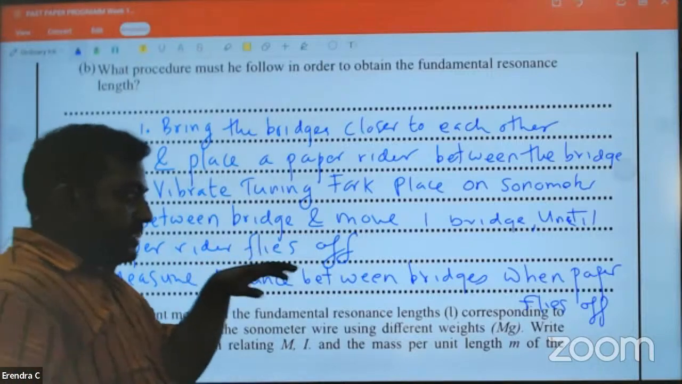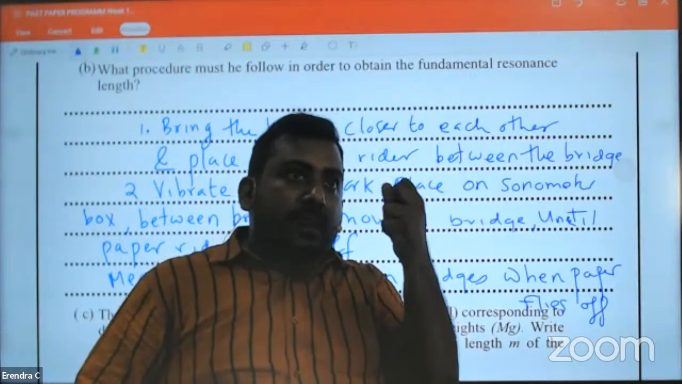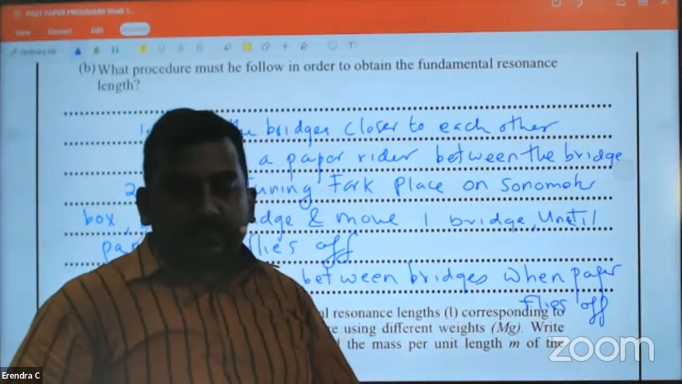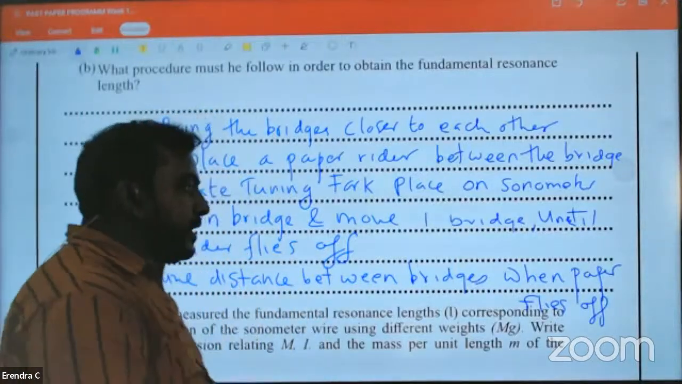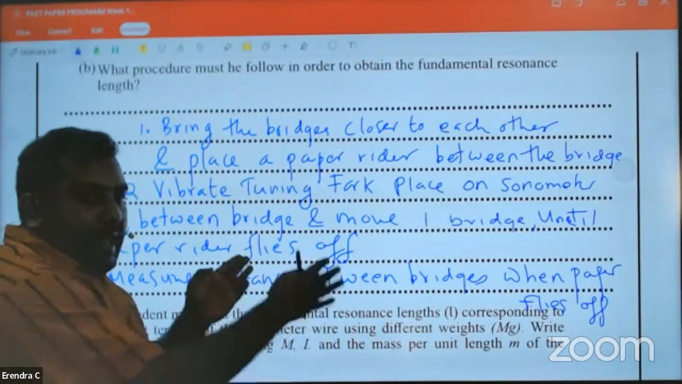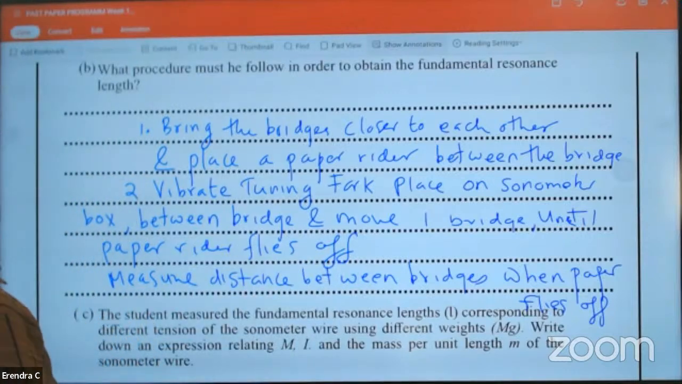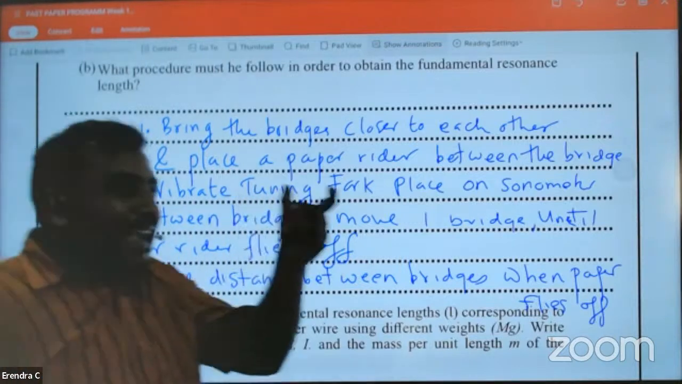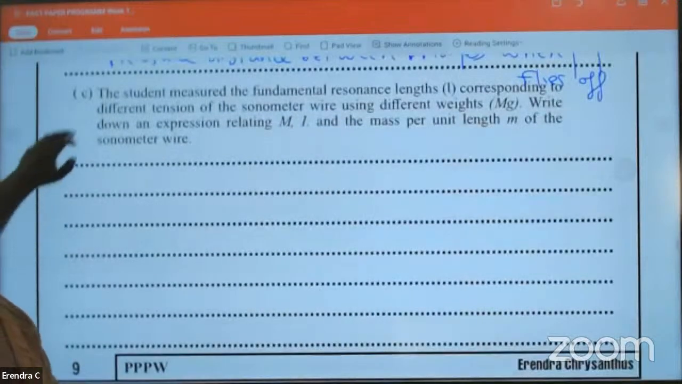Right now, I'm sure you are reading this. Put a star and write: to get an accurate measurement for the balance length, we repeat this experiment for the same tuning fork, and we measure the balance length and get the average value. Right.